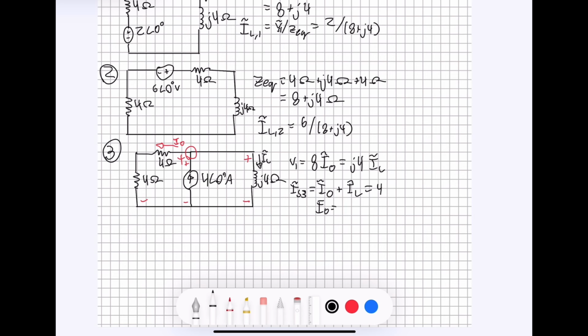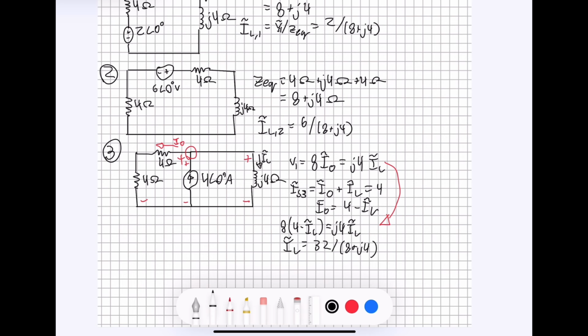Let's do this. Say I0 is equal to 4 minus IL. Plugging this back in using our equation from above, we will get this equation. And solving for the current here should be pretty easy. The final answer that you should get if you do this should be 32 divided by 8 plus j4.